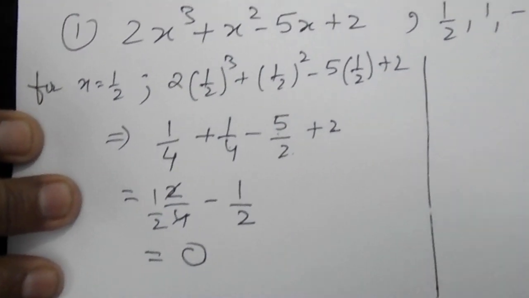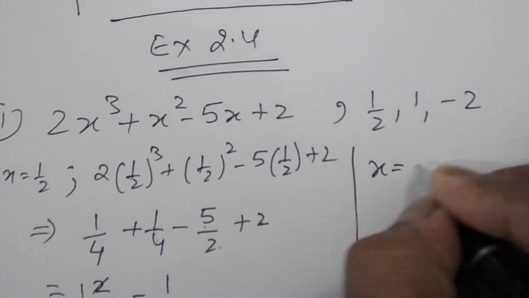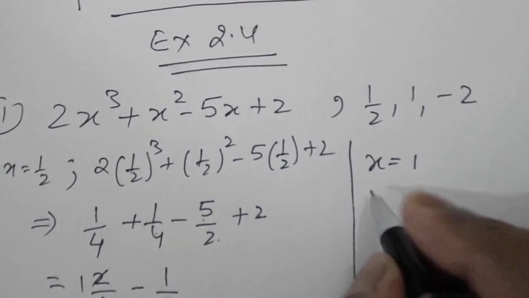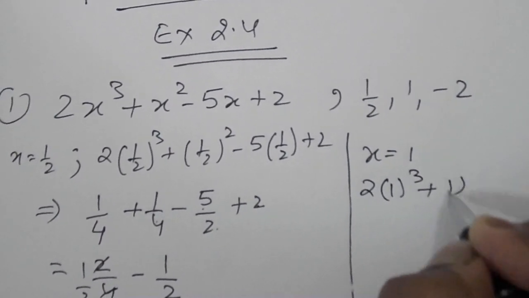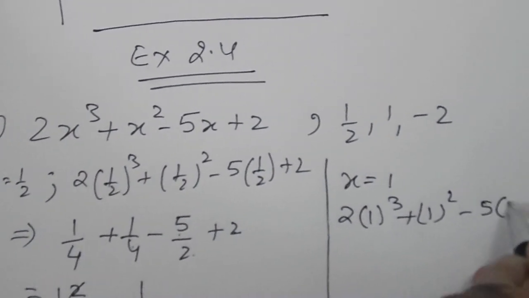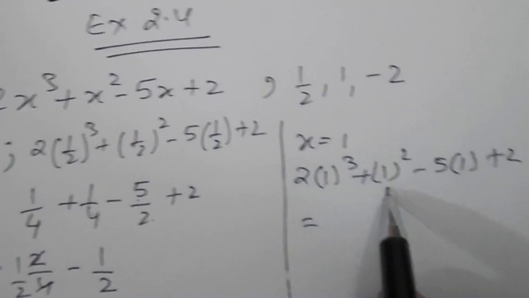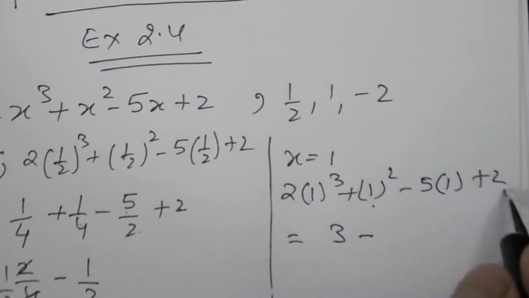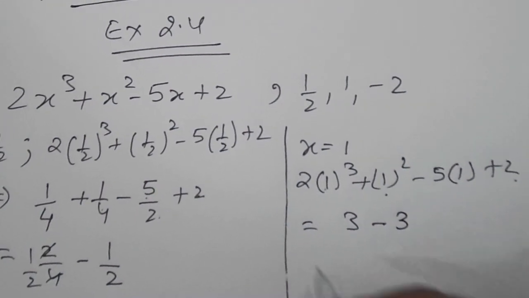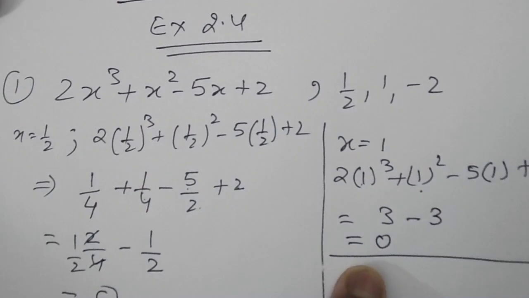Now I will check the second one, putting x is equal to 1 into the given polynomial. So we get 2 into 1 cube plus 1 square minus 5 into 1 plus 2. So this will give you 2 plus 1, 3, minus 5 plus 2 is again minus 3, which is 0. So this is also 0.